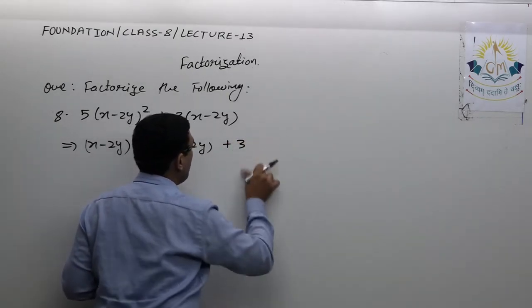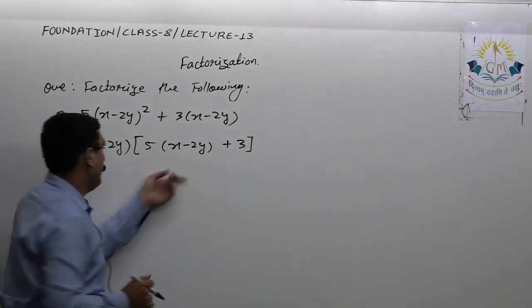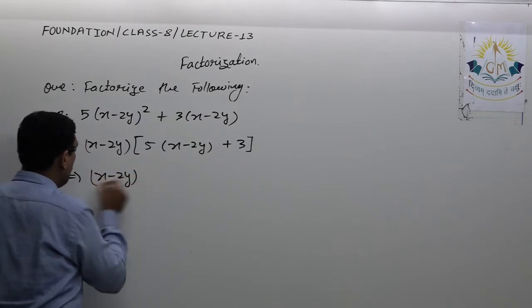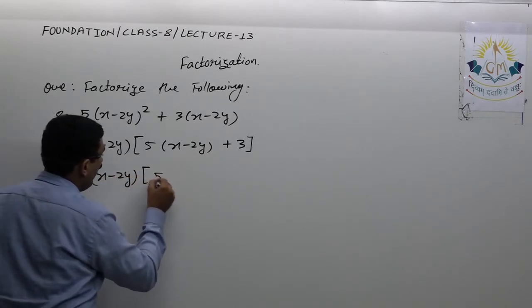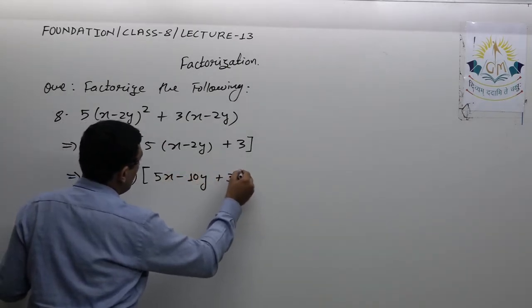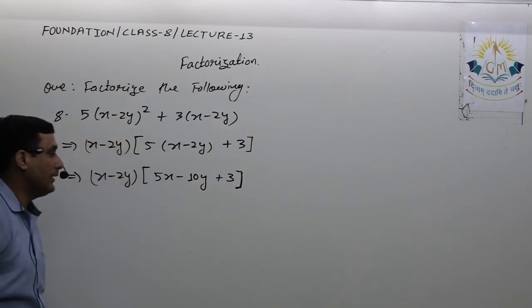Okay, because x minus 2y has been taken common. Now here I will open the bracket and I'll get my answer. So x minus 2y, here it is 5x minus 10y plus 3. Now there isn't any like term, so we'll keep it as it is. This is my final answer.